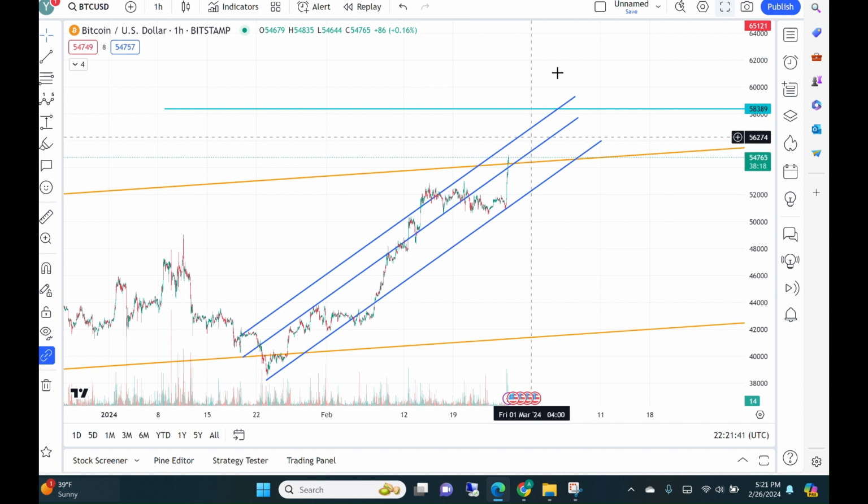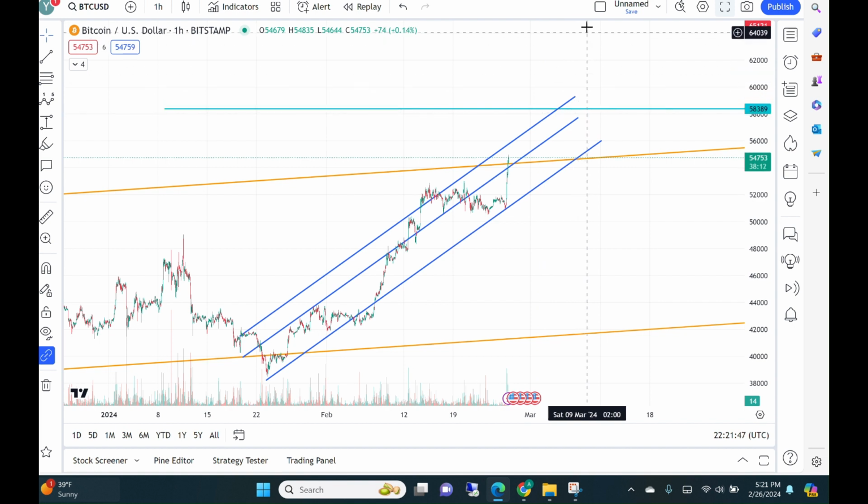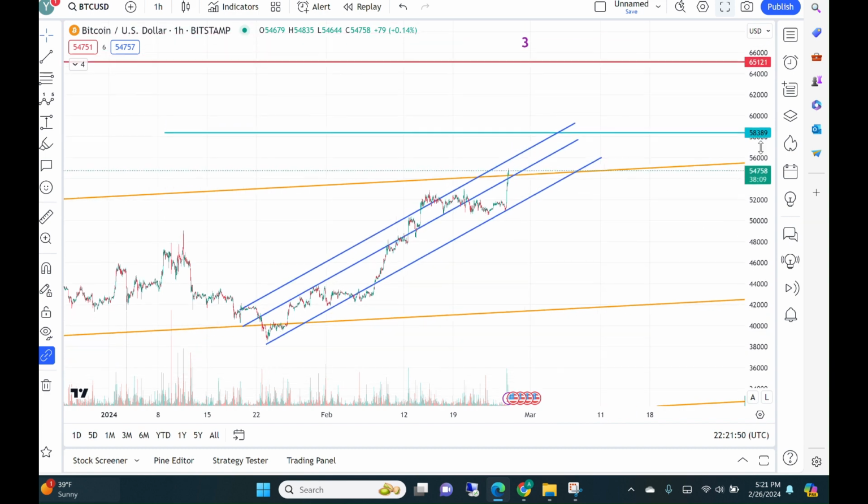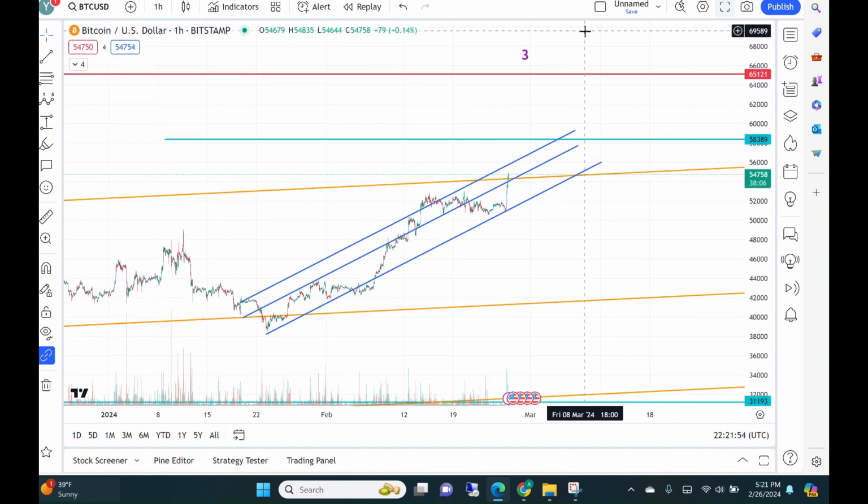So keep an eye on Bitcoin. What we are looking at, everyone knows that it's first up around 58 to 60, next one is 65 to 69, and if everything plays out perfectly fine with the volume, we are looking at 79.